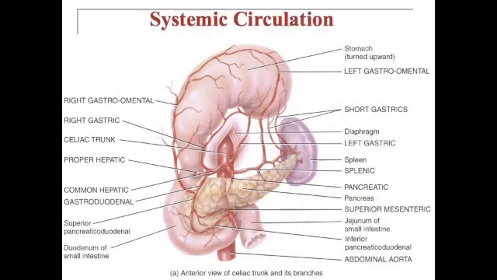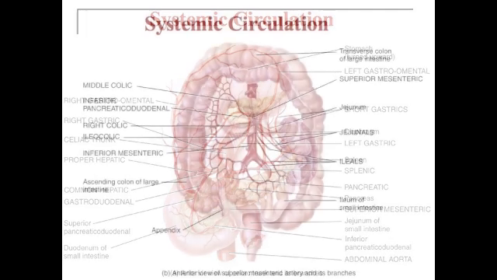So this next cartoon appears on page 812, figure 21.22. And this is an anterior view of the celiac trunk and its branches. These next slides I'm going to show you will outline the abdominal aorta and its principal branches. The abdominal aorta is a continuation of the thoracic aorta.